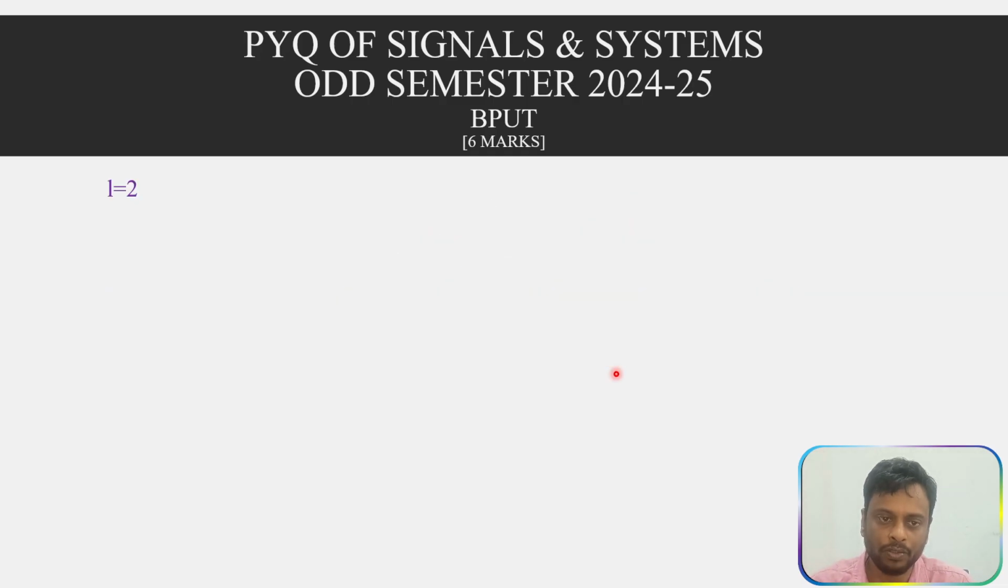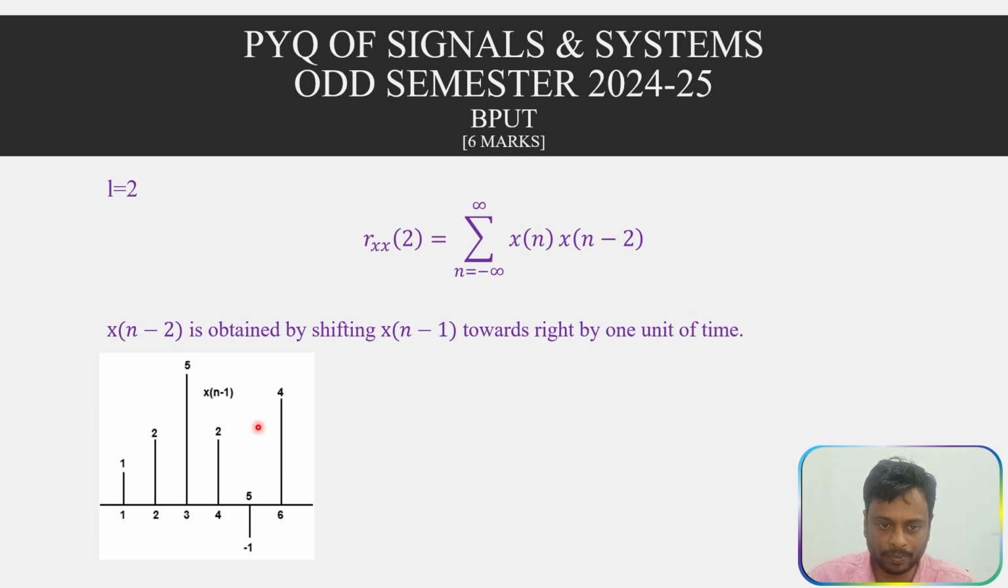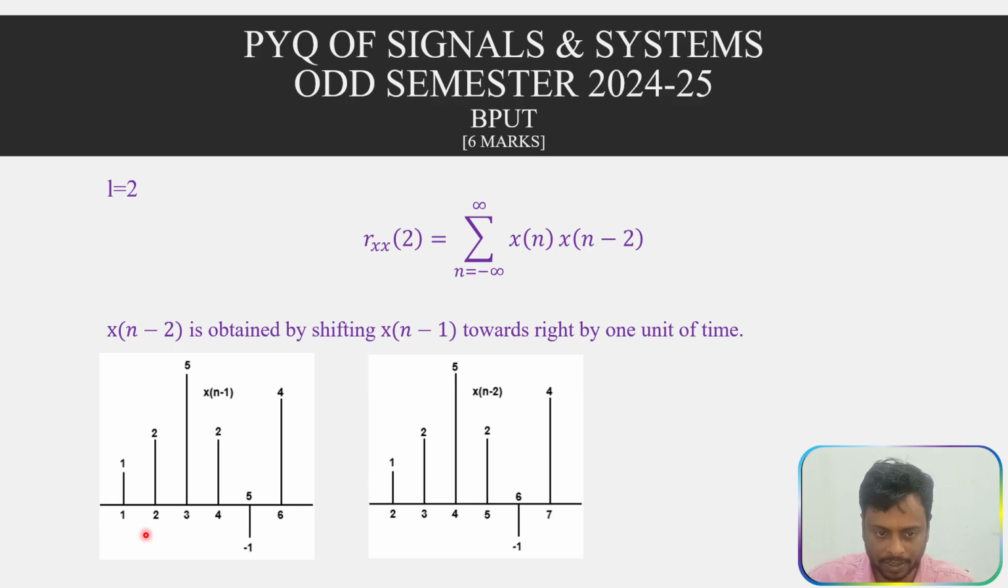Similarly, for L equal to 2, it will be x of n minus 2. So x of n minus 2 is obtained by shifting x of n minus 1 towards the right by 1 unit in time. Okay. So you can shift only the time base towards the right. You can see it is starting at 1, that will be starting at 2. Okay. So you can shift the sequence towards the right by 1 unit in time. Then you can multiply this. Okay, so this is the multiplication result.